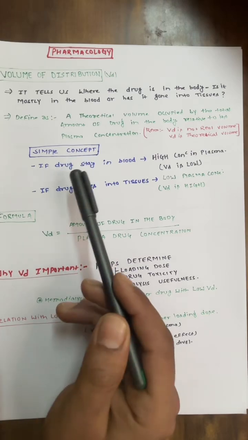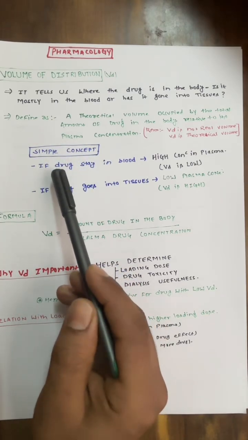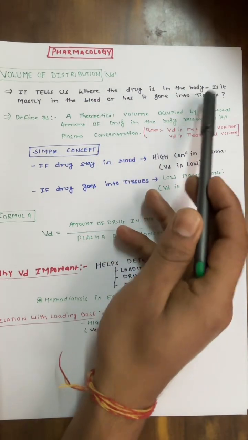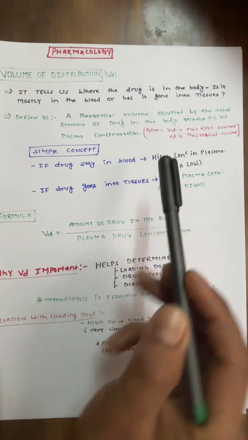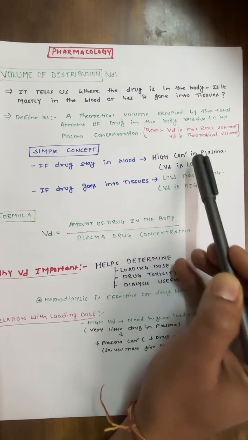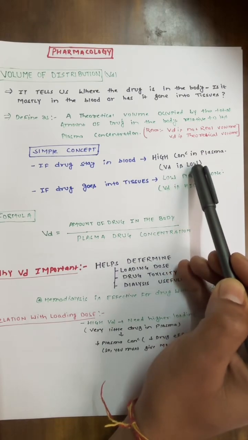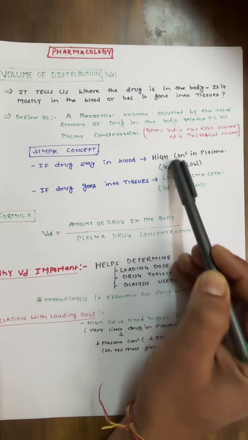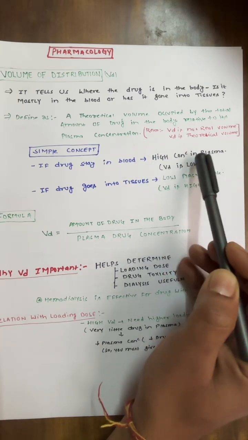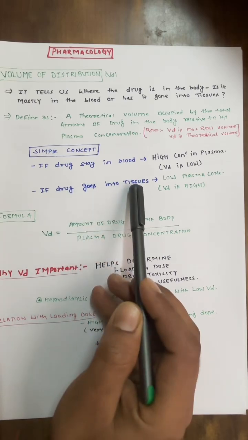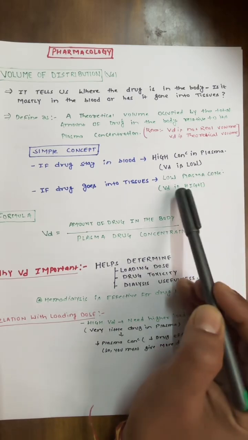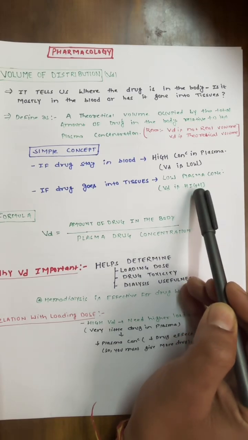In a simple way, you can understand this concept like this: the drug can stay in two places, either in the blood or in the tissues. If the drug stays in the blood, there is a high concentration in plasma. In that condition, the volume of distribution is low, because the drug has not been distributed to the tissues. But if the drug goes into the tissue, there is a low plasma concentration, which means the drug has been distributed to the tissue, and the VD, or volume of distribution, is high.